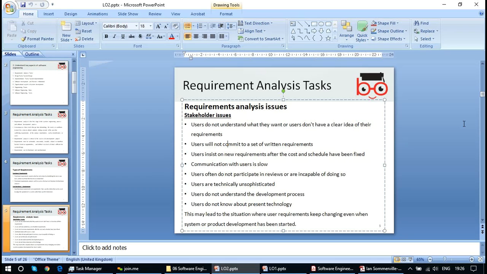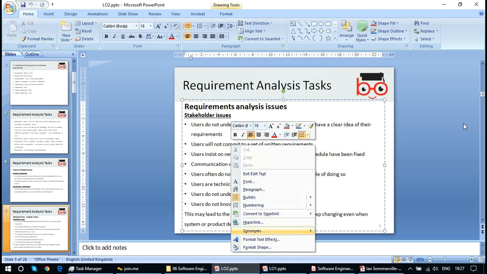Users insist on the new requirements after the cost and schedule have been fixed. That's a big problem. We have the requirements because of the commitment. Even they committed. Commit is basically a kind of technical word. How do you define the commit in normal English?